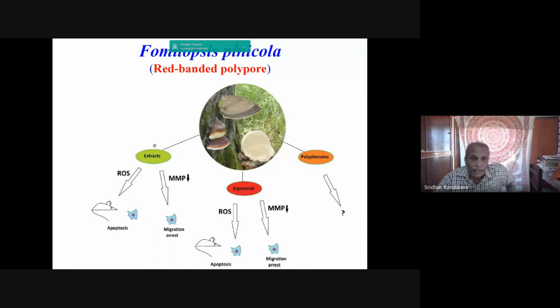And a simple extract, without needing to isolate the active principle, has a proliferation-arrest property and a migration-arrest property. You can isolate ergosterol, which is very specific for filamentous fungi. Apoptosis is possible, and it can also perform migration arrest. Even simple polysaccharides can do several jobs with regard to Fomitopsis pinicola. It is the red banded polypore, having a very nice red band that can be seen here.